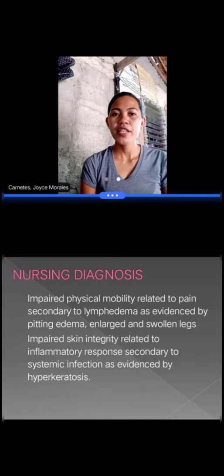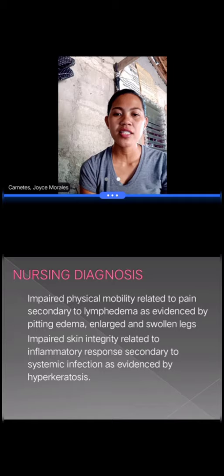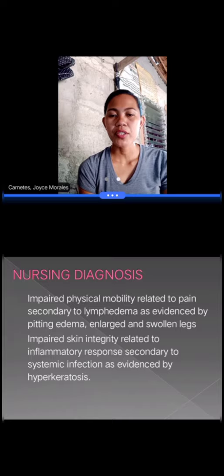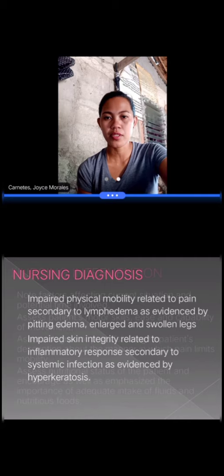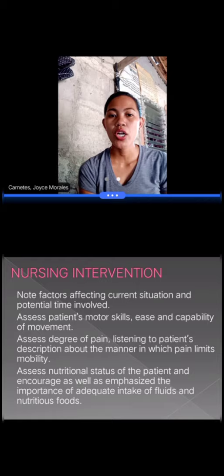The nursing diagnosis will be impaired physical mobility related to pain secondary to lymphedema as evidenced by pitting edema and enlarged, swollen legs. Next is impaired skin integrity related to inflammatory response secondary to systemic infection as evidenced by hyperkeratosis. The nursing intervention will be to note factors affecting the current situation and potential time in both.